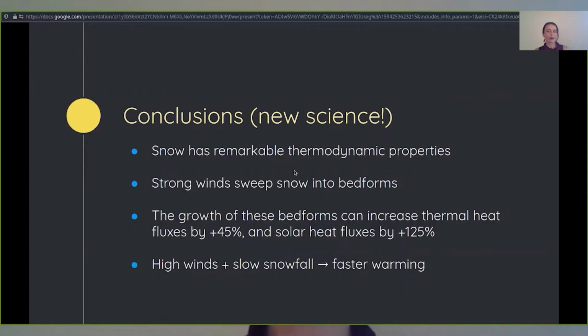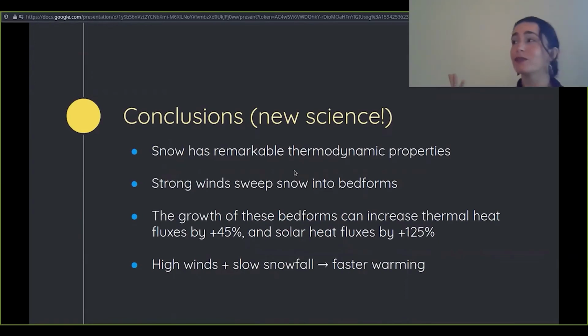So this brings me into the new science that I've uncovered. First, we've talked about the remarkable thermodynamic properties of snow and how the wind can sweep it up into bedforms. And we've also seen that the growth of these bedforms in high wind, low snowfall conditions can change thermal or sensible heat fluxes by 45% and can more than double the solar heat fluxes through a surface. Putting this together, places with high winds and low rates of snowfall will get faster warming for the same amount of snow.